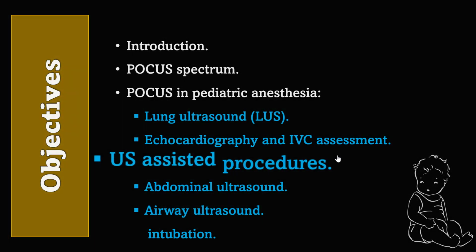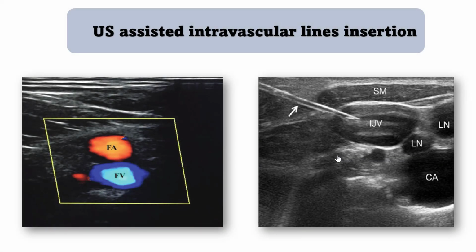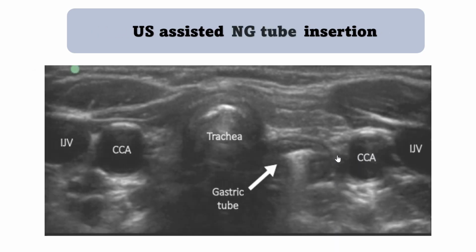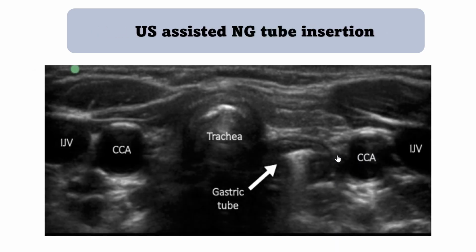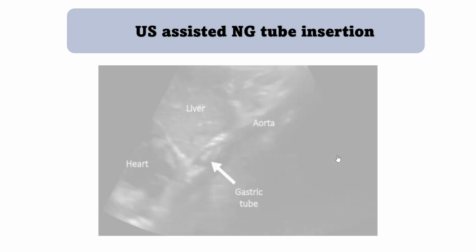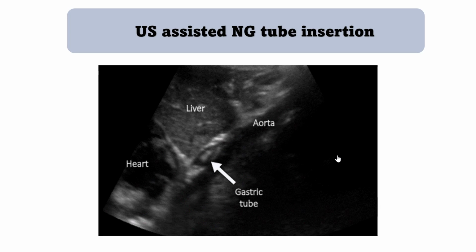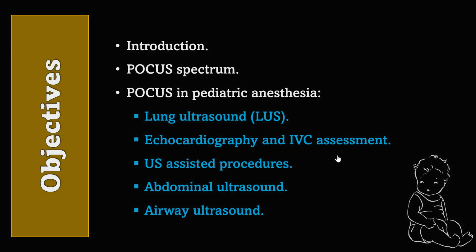Regarding the ultrasound-assisted procedures, we can use it for arterial cannulation, for insertion of central lines. You can use it for guidance or detection of an appropriate nasogastric tube insertion. This is a view, an airway ultrasound. This indicates the trachea, and this is the esophagus, and this is the artifact of the nasogastric tube. This is an ultrasound of the stomach. This is the left liver lobe, and this is the stomach collapsed, and this is the gastric tube.